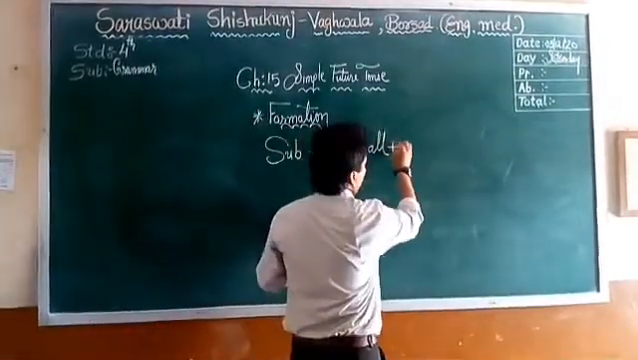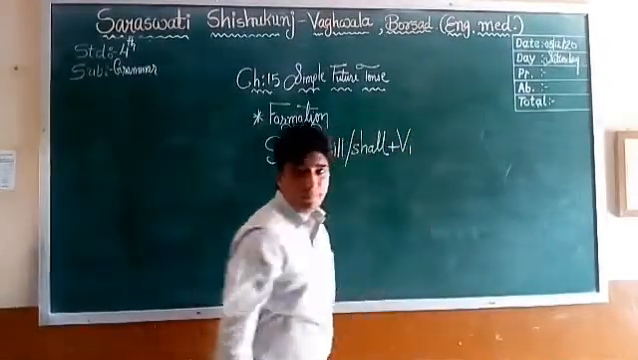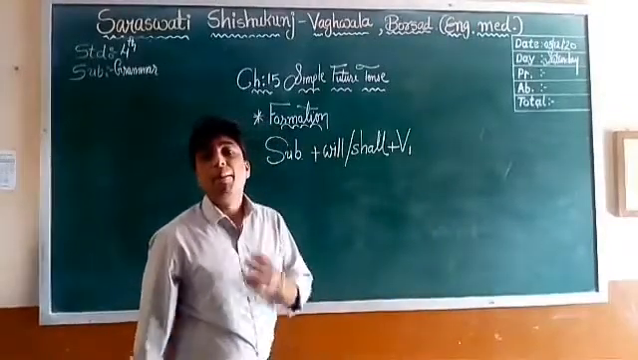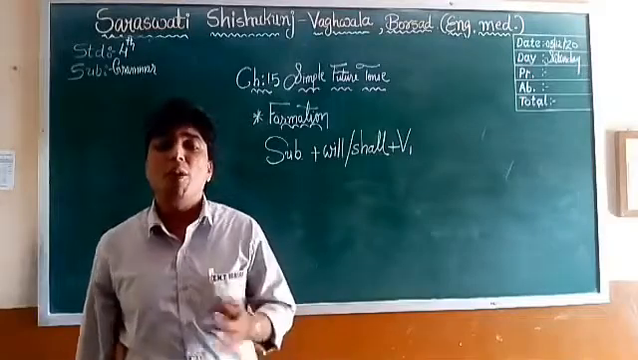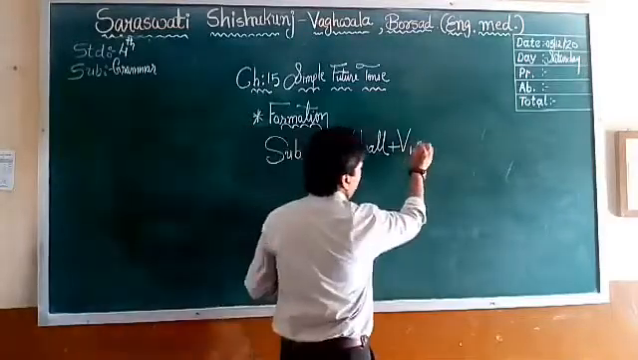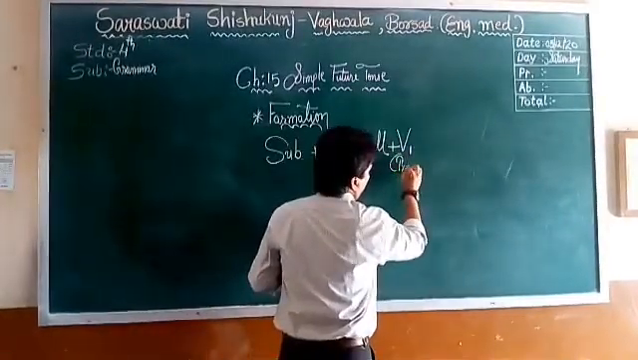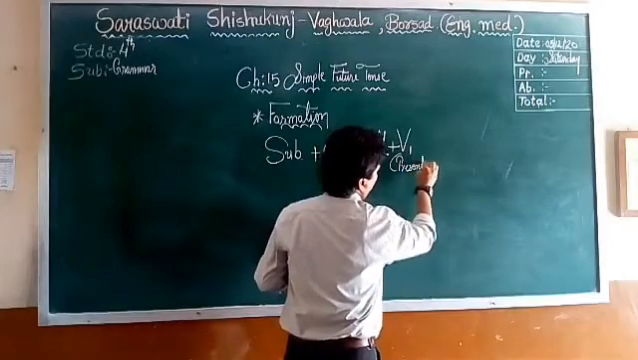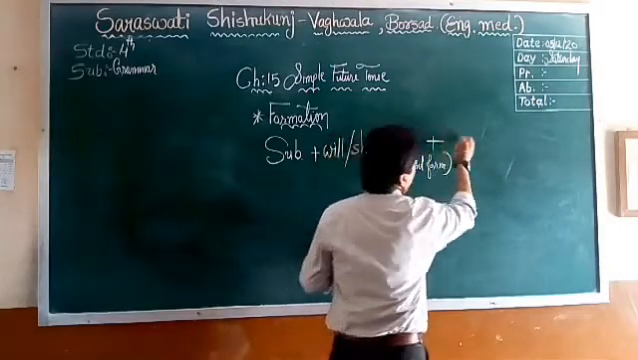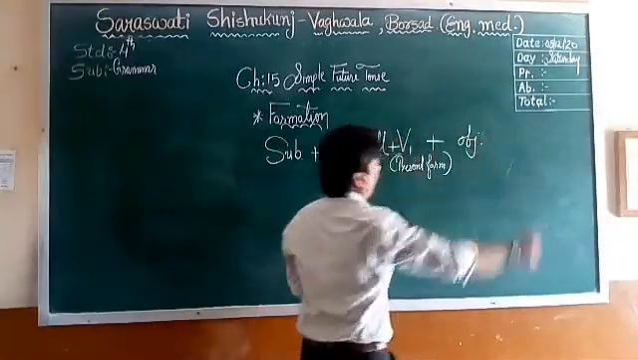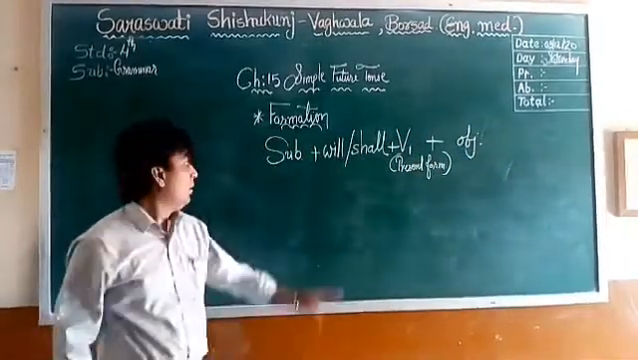Then verb 1. Verb 1 means the present form of the verb, the root form of the verb, plus object, full stop.